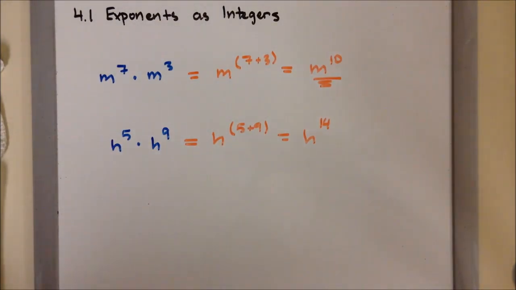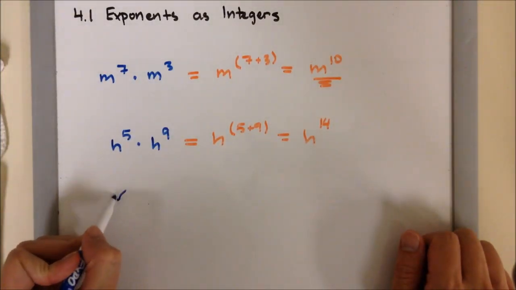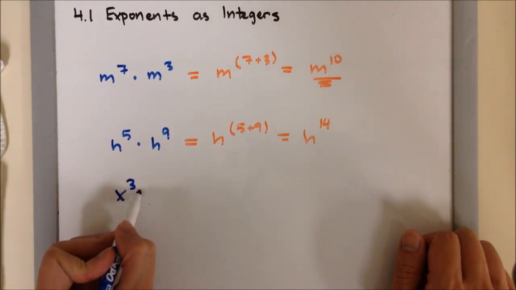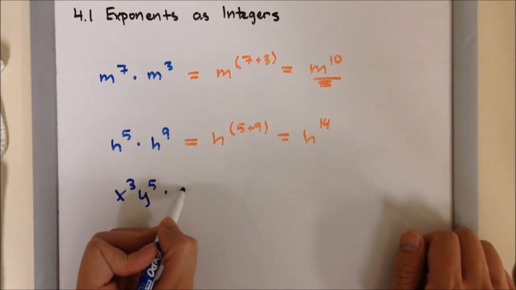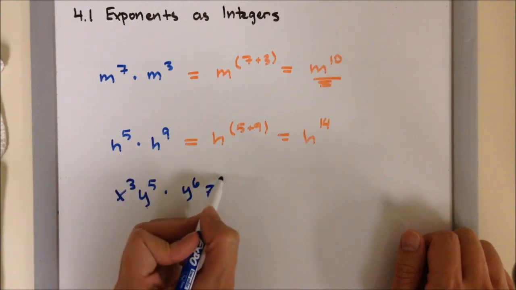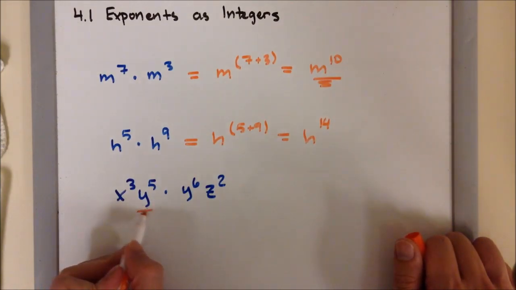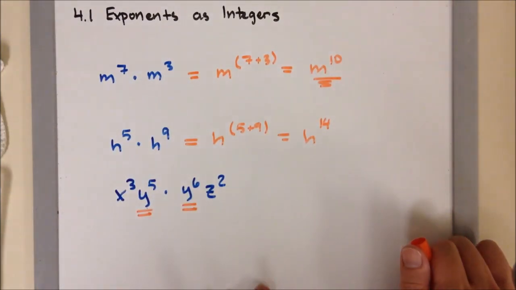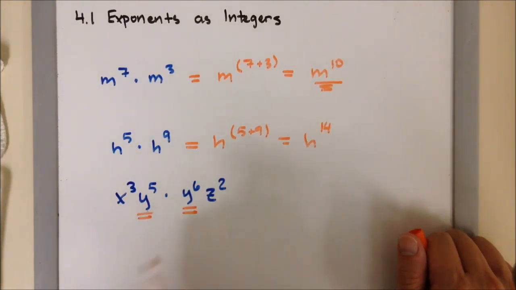Now, in some cases, you might have multiple variables. So let's do an example. So say you have x to the 3rd power, y to the 5th power, times y to the 6th power, times z to the 2nd power. So from here, the only exponent you're going to mess with is the one that has the same base. So this one right here, my y. So what I'm going to do is, I'm simply going to combine my y's. That's it. The x will stay the same, the z will stay the same.